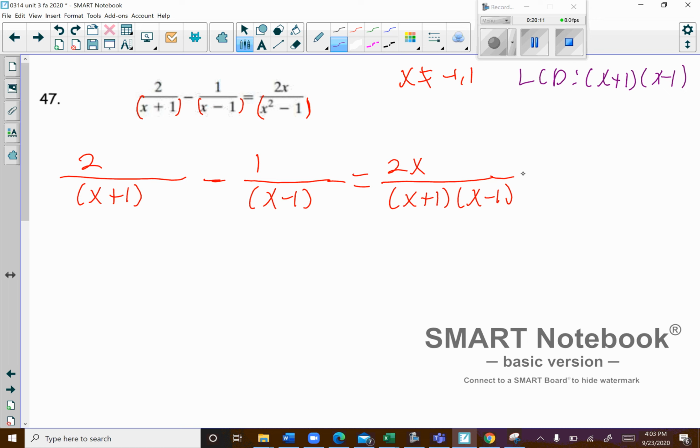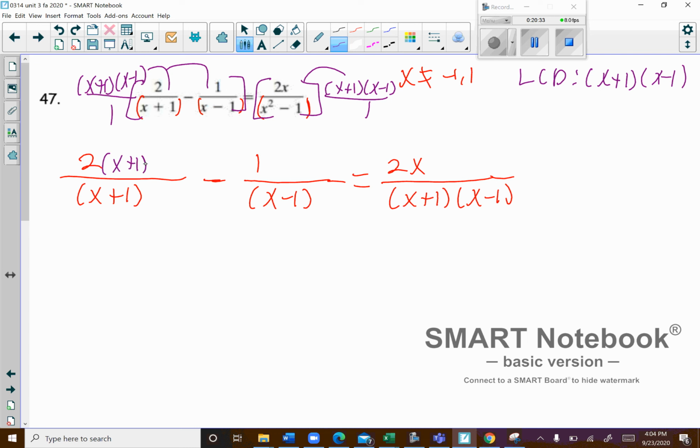Okay, so now what I'm going to do, I'm going to show up here where I'm going to multiply both sides by, and then I'm just going to sneak them in down below. It just saves a little bit of time and space. So I'm multiplying by the LCD on top on both sides. So basically I'm just going to insert that everywhere up here. So I'm going to have an x plus 1, x minus 1, same thing here.